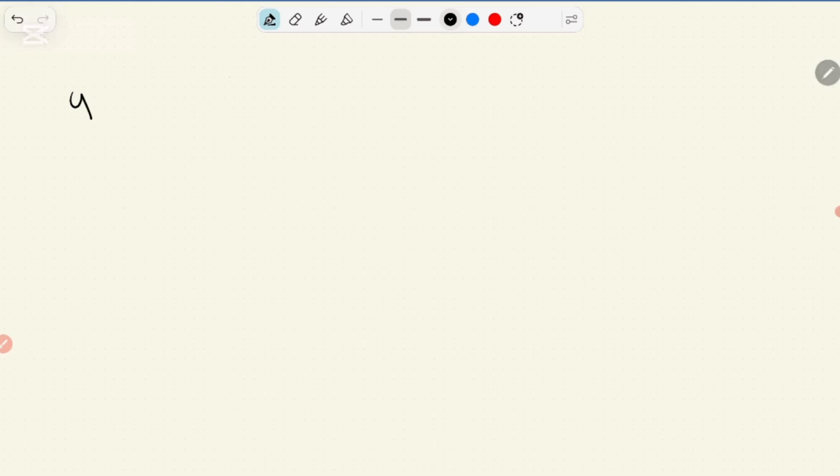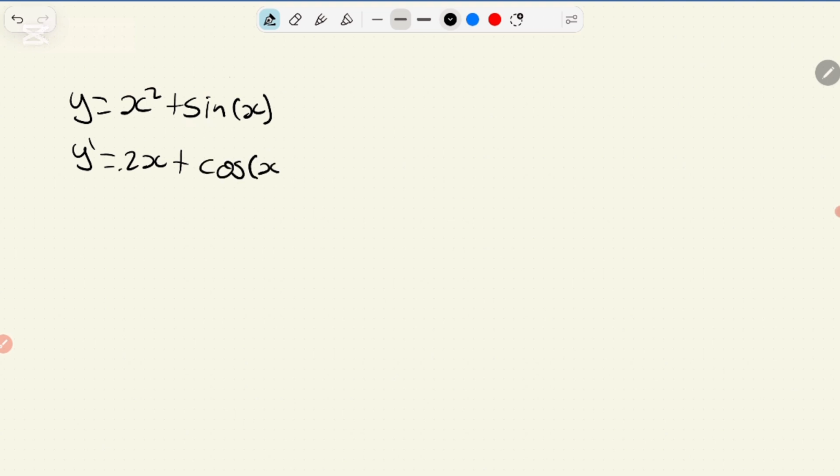So say we have some function y equals x squared plus sine of x, and we needed to find the derivative. We can do that by using the addition rule. So we take the derivative of each term. So x squared becomes 2x, and then plus the derivative of the second term, which becomes cosine of x. All right, that's simple using the addition rule.